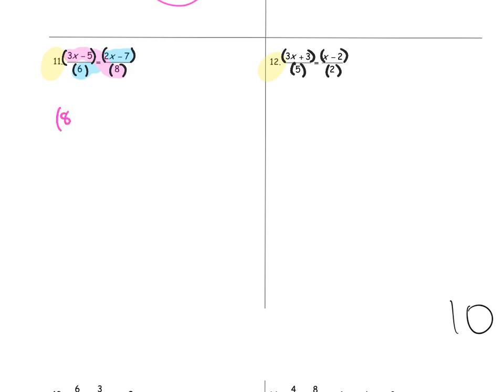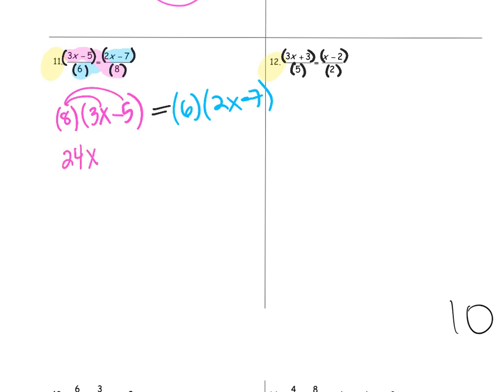We have 8 times 3x minus 5 equals 6 times 2x minus 7. All right, and that's minus. Okay, let's distribute. So we have 8 times 3x, which is 24x. 8 times 5 is -40. Don't forget that negative, which equals, remember, I'll draw that line down the middle, and we're going to distribute on the right-hand side. 6 times 2x is 12x, and 6 times -7 is -42.